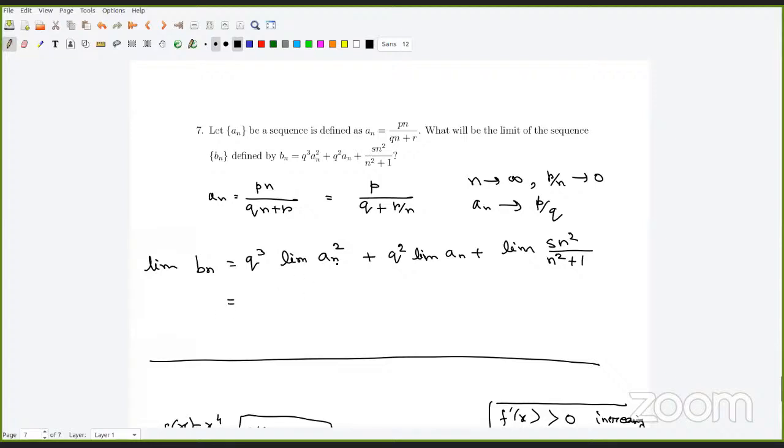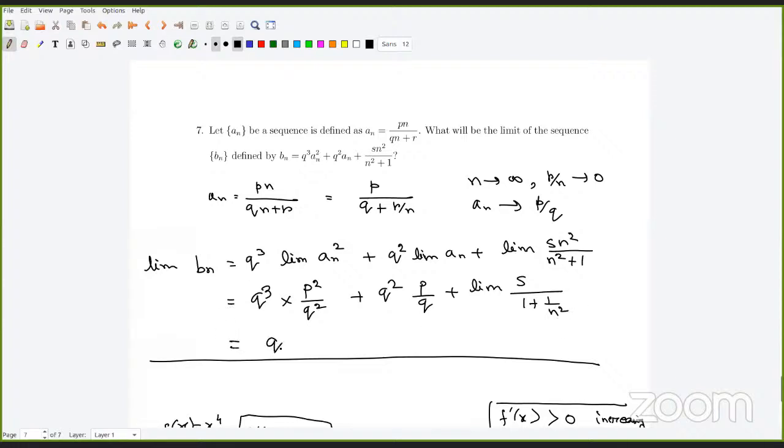So what is this? The limit of an square is basically the limit of an times the limit of an. So p square by q square, plus this is p by q, plus this. What is this limit? Divide by n, S by n. Yes, only S. S by 1 plus 0. So this is basically S by 1 plus 1 by n square, and this tends to zero. So this is only S.